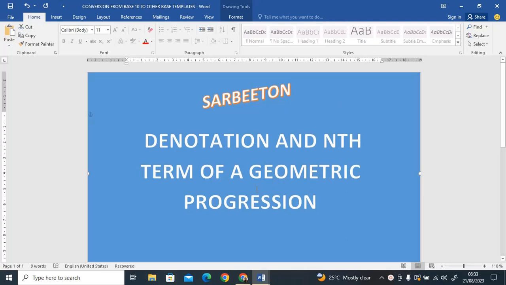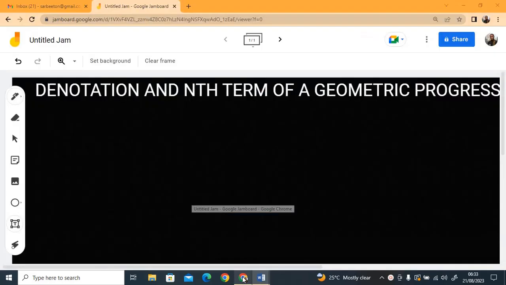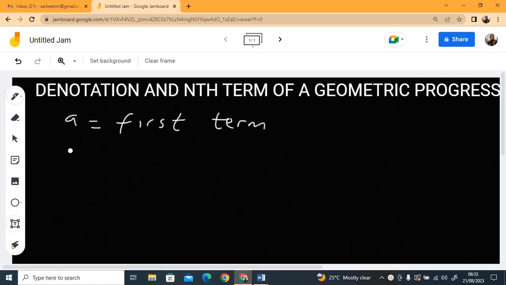We are going to look at the notation and the nth term of a geometric progression. What are the terms you see in a geometric progression? The first thing is A. A is the notation for the first term. R is the common ratio, which I did in our previous lesson.